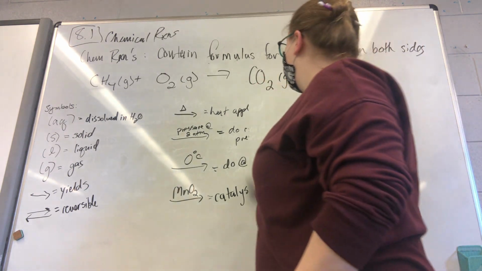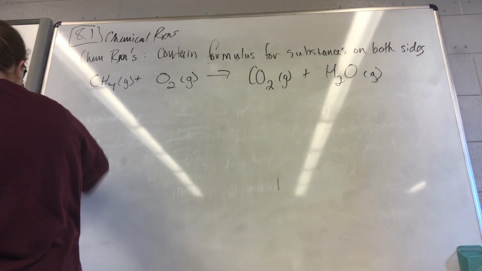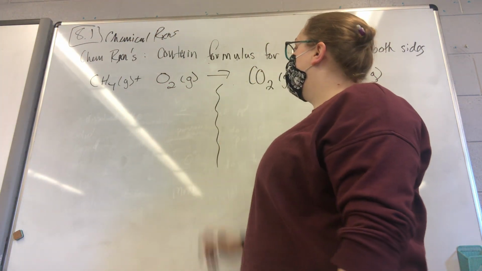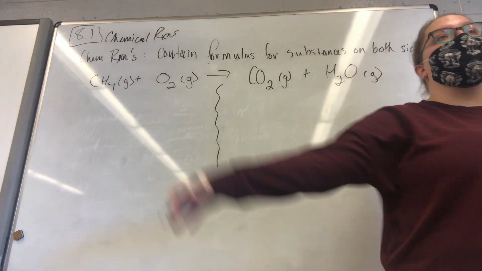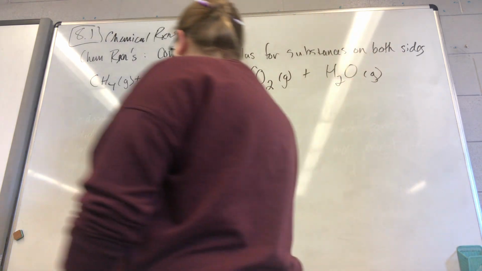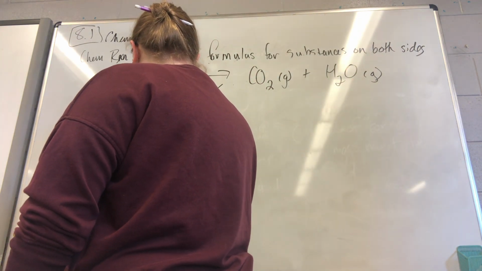So for balancing equations, the method that I teach to anybody who's never done it before is I'm going to draw a line underneath the equation that separates the two sides of the reaction. Think of this like a scale. I've got to get this side to balance this side.